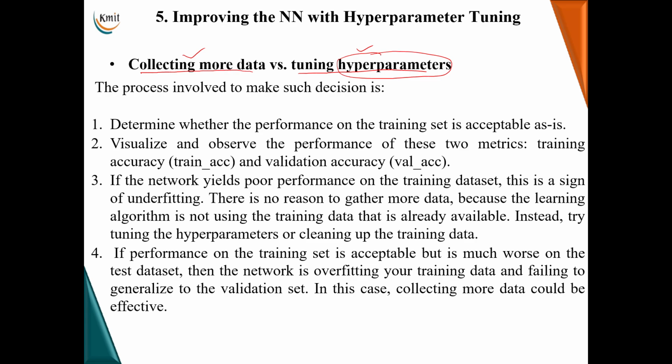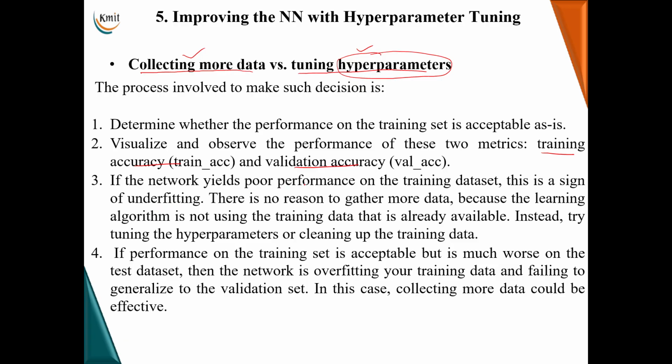That will be discussed here. So to have these two parameters into consideration, these are the points we need to consider. Determine whether the performance on the training set is acceptable as it is or not. Then we will visualize and observe the performance of these two metrics, that is the training accuracy and validation accuracy.